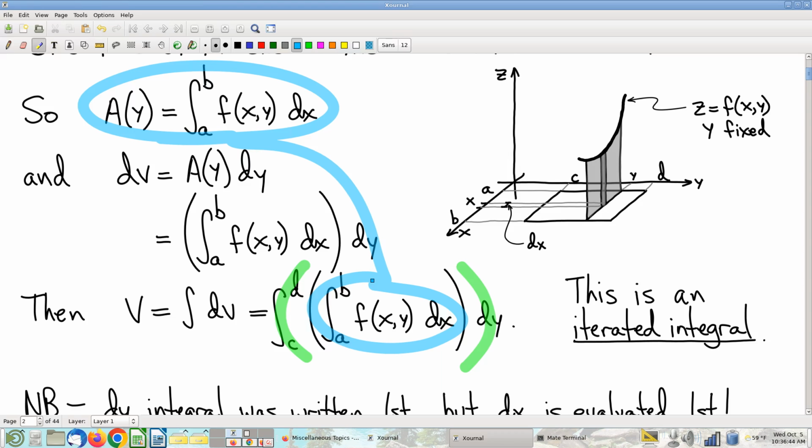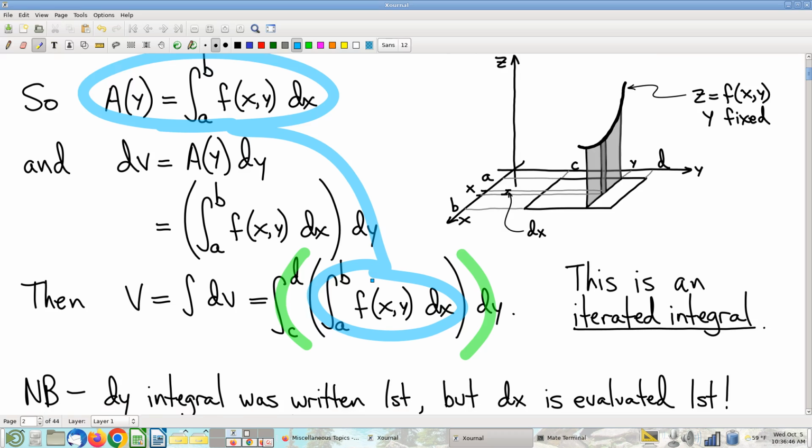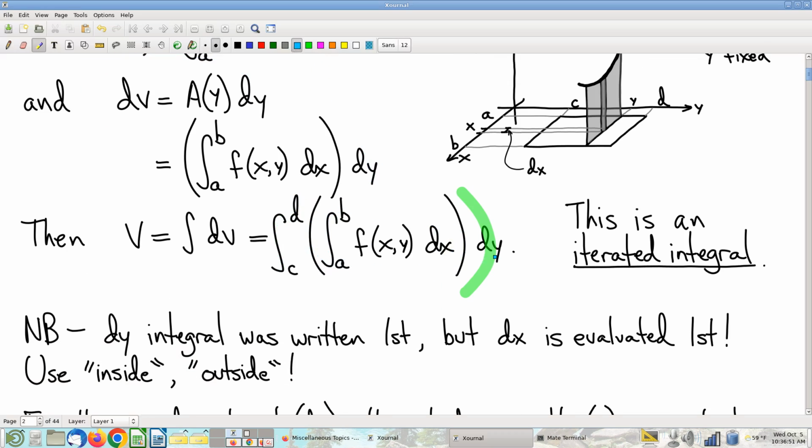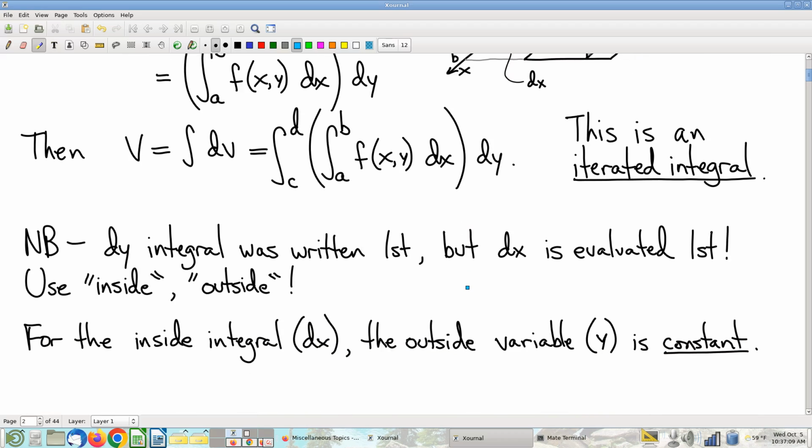And the problem there is that if you talk about these two integrals as one of them is the first integral and the other is the second, it's really ambiguous. So please don't refer to either of these integrals as being the first or the second, because it's not clear what that means. What is clear is that this one's on the inside and this one's on the outside. So something you have to be careful with.